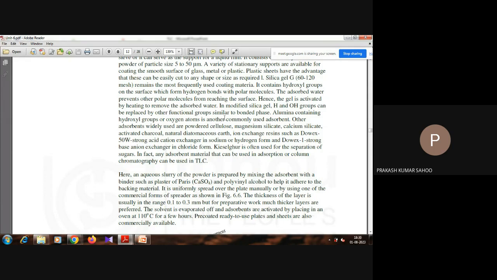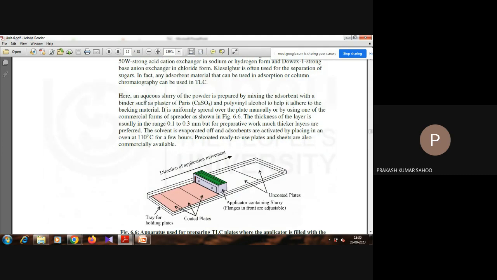Generally, an aqueous slurry of the powder is prepared by mixing the adsorbent, that is silica gel, with a binder such as calcium sulfate, that is plaster of Paris. So we have to prepare one slurry with silica gel or alumina with plaster of Paris, that is calcium sulfate, and polyvinyl alcohol to help it adhere to the backing material. It is uniformly distributed by using this applicator.